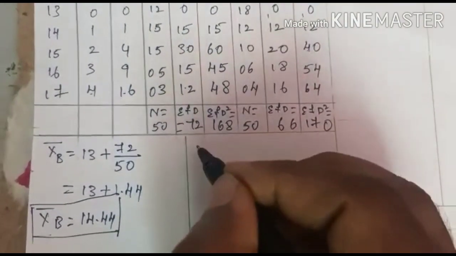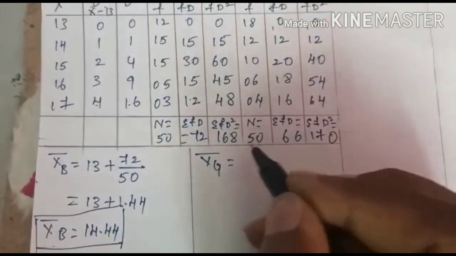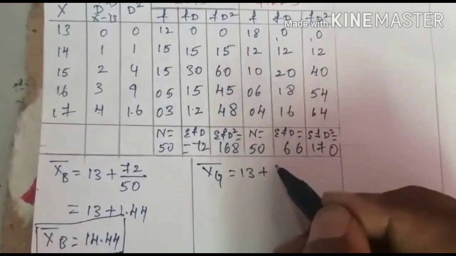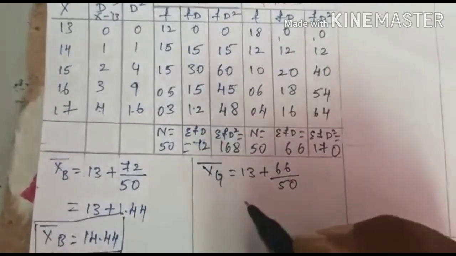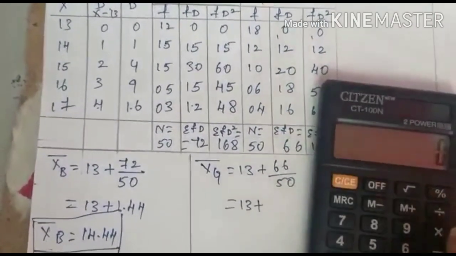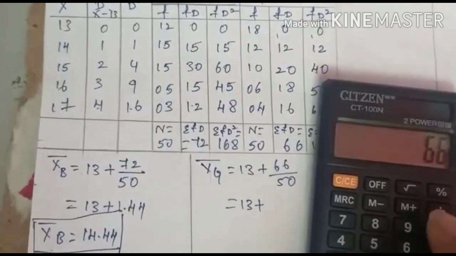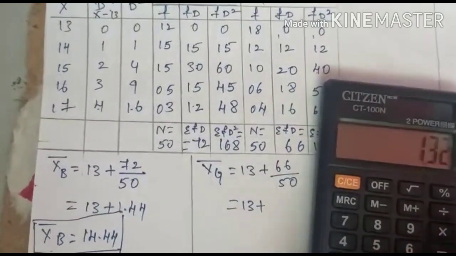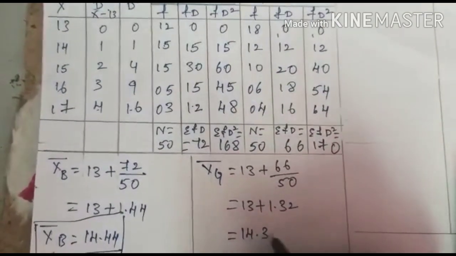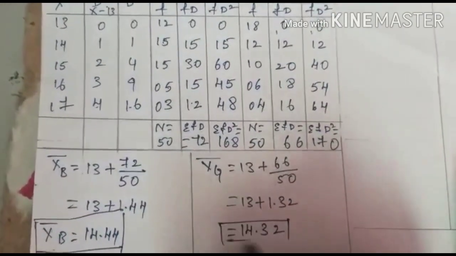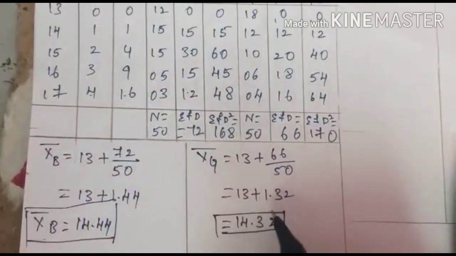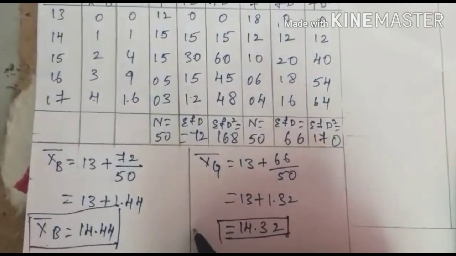Similarly, find the arithmetic mean of girls. Again, assumed mean is 13 plus sigma fd is 66 divided by 50. 13 plus 66 divided by 50, it gives 1.32, that is 14.32. Now the arithmetic mean of boys is 14.44, girls is 14.32.